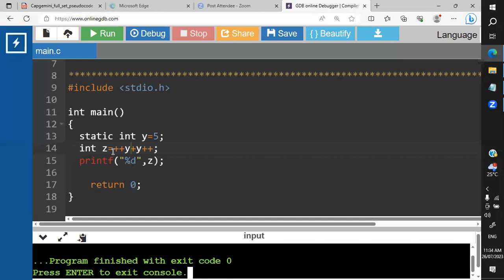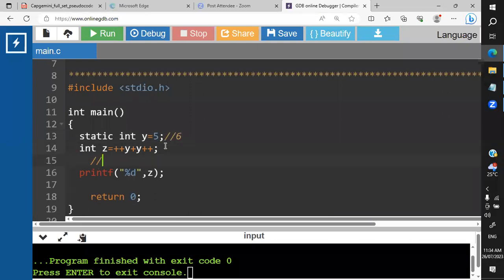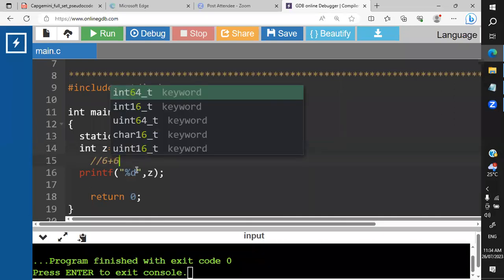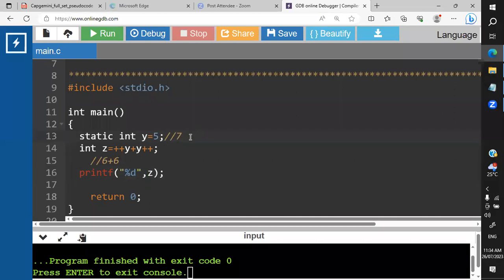First, it is pre-increment. I'll tell you if you want an explanation for this. First, we are writing plus plus y. That means it's a pre-increment, so y value will get updated as 6. So it will take the value as 6. Then y plus plus means it is post-increment, right? So first I will consider the value of y, which is nothing but 6. But inside the memory, y value will get updated as 7. So 6 plus 6 is 12. So it will print 12. Okay. Understood this? Others also, I hope it's clear.